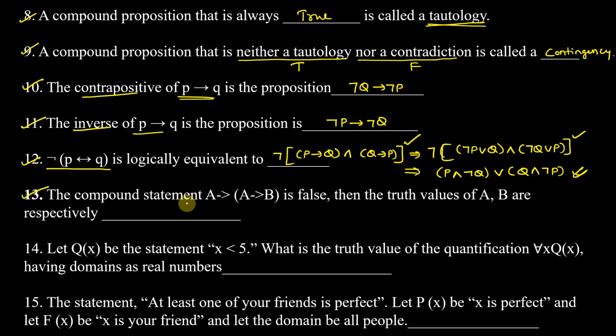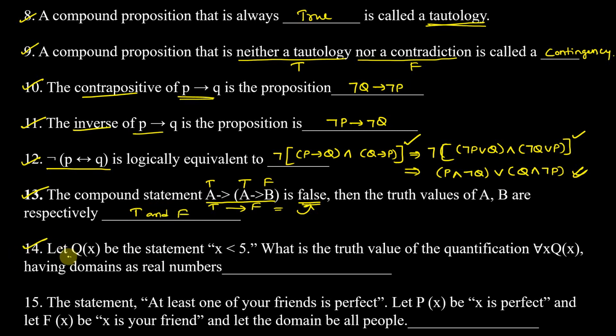13th question. The compound statement A conditional B is false. Then the truth values of A and B are respectively. So A conditional B is false when A is true, B is false. Here A true, B false, A implies B is false because A is assumed to be true, then true implies false is false. So this compound proposition is false when A is true and B is false.